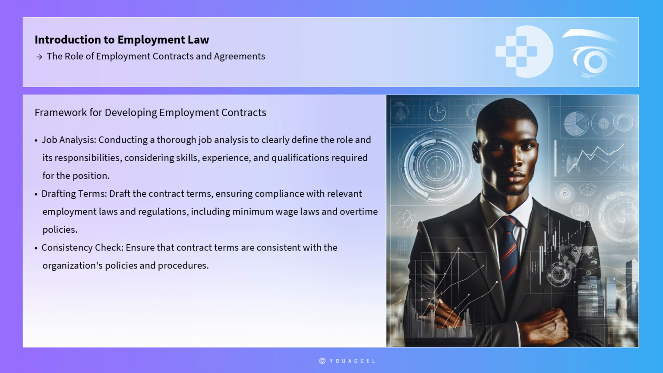Once the job description is finalized, the next step is to draft the contract terms, ensuring they are compliant with relevant employment laws and regulations. This includes consideration of minimum wage laws, overtime policies, and any industry-specific regulations. HR professionals must also ensure that the contract terms are consistent with the organization's policies and procedures.